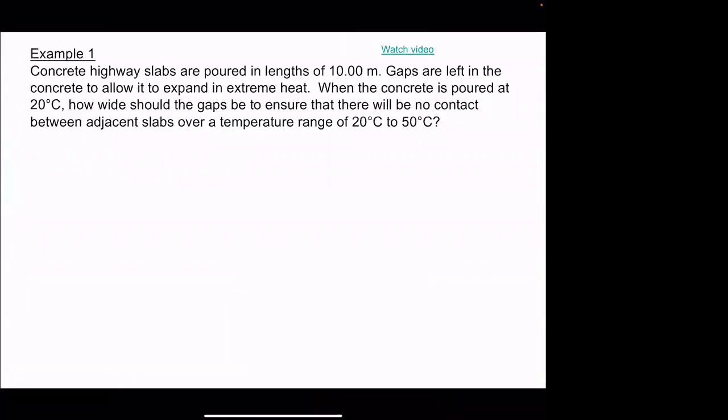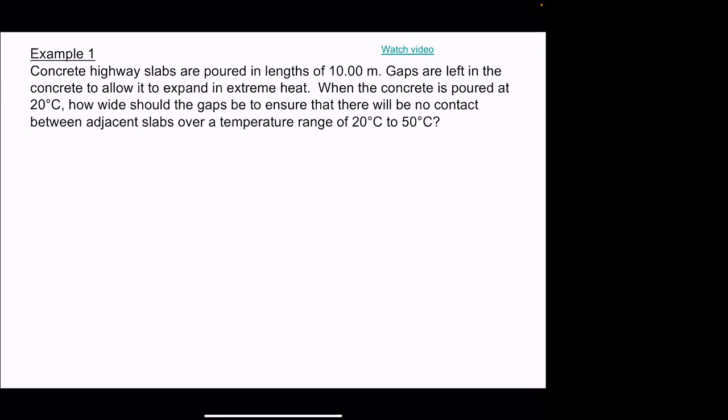All right, concrete highway slabs are poured in lengths of 10 meters. Gaps are left in the concrete to allow it to expand in extreme heat. Now what happens in the winter is water gets in those gaps and then the water expands, and that's what creates our potholes, because ice is less dense, so ice is going to expand. So when the water in those gaps freezes, boom, that's how you get your potholes in your concrete and asphalt. But anyway, gaps are left in the concrete to allow it to expand in extreme heat.